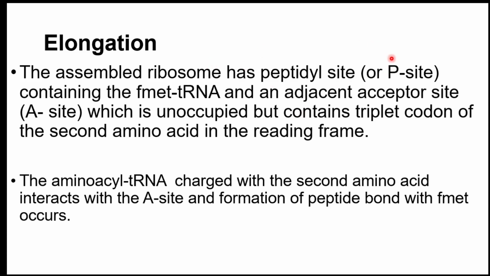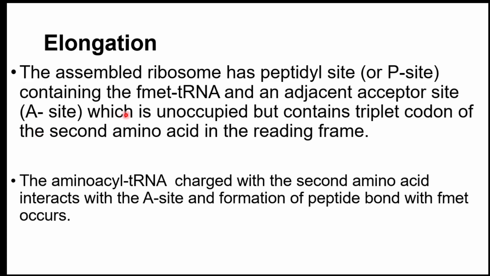So what happens is, after this transfer RNA has entered into the P site, the adjacent site is the A site, acceptor site. You can just remember it from acceptor, A site. Then P is the peptidyl site. We shall also look at the other site as we go ahead, the exit site, which is E.